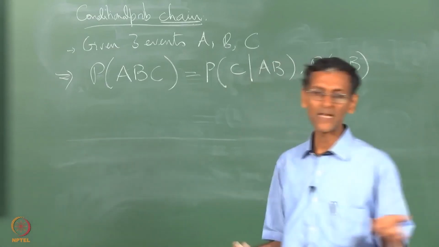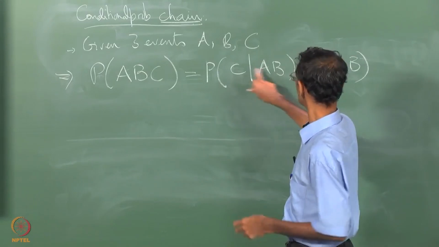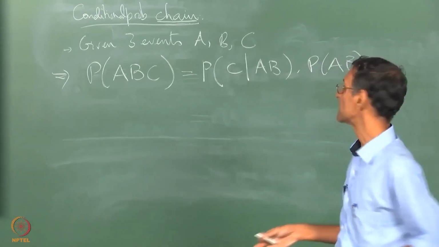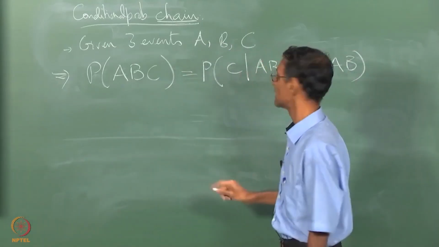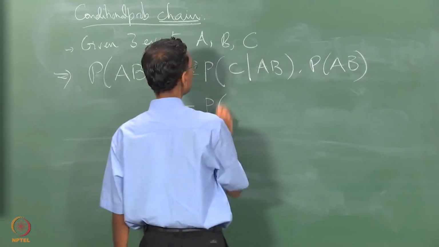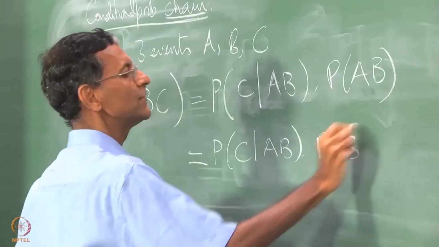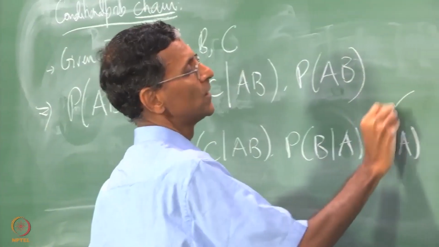Of course, you can have many other possibilities here. Why should I only write it this way? I can also write it equally well as A given B C, or B given C, or whatever. But starting out like this means I have P of AB coming out here. So therefore, this is P of C given AB times P of B given A times P of A. This is one way.